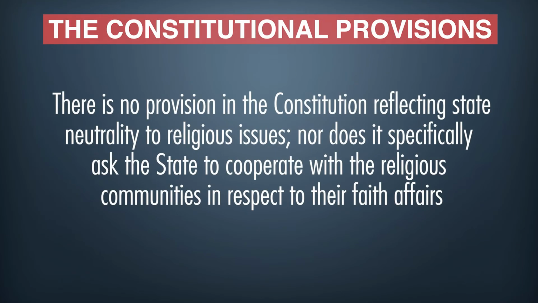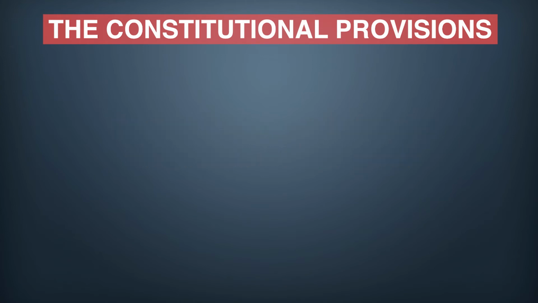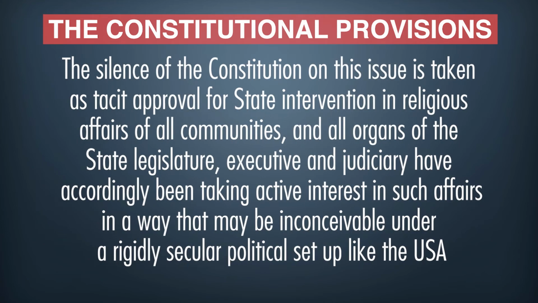There is no provision in the Constitution reflecting the state's neutrality to religious issues, nor does it specifically ask the state to cooperate with the religious communities in respect to their faith affairs. The decree is only for non-discrimination between people on religious grounds. The silence of the Constitution on this issue is taken as a tacit approval for state intervention in religious affairs of all communities, and all organs of the state, legislative, executive and the judiciary, have accordingly been taking active interest in such affairs in a way that may be inconceivable under a rigidly secular political setup like the USA.